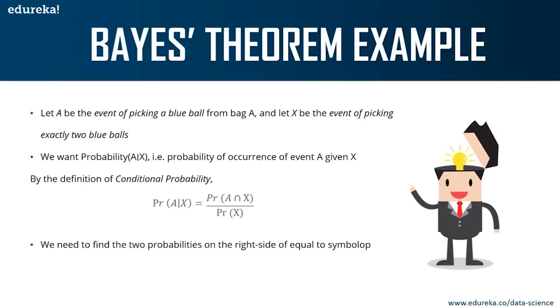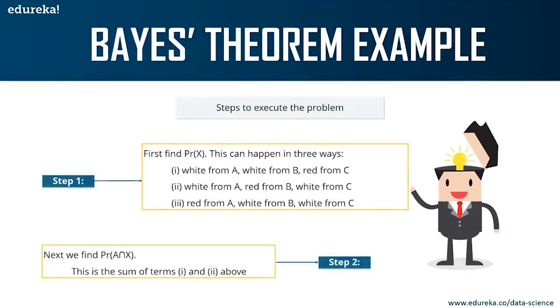So what we want is the probability of occurrence of event A given X, which means that given that we're picking exactly 2 blue balls, what is the probability that we are picking a blue ball from bag A? By the definition of conditional probability, this is exactly what our equation will look like, correct? This is the probability of A given X, this is the probability of A and X, and this is the probability of X alone. Now we need to find these 2 probabilities, the probability of A and X occurring together and the probability of X. This is the entire solution.